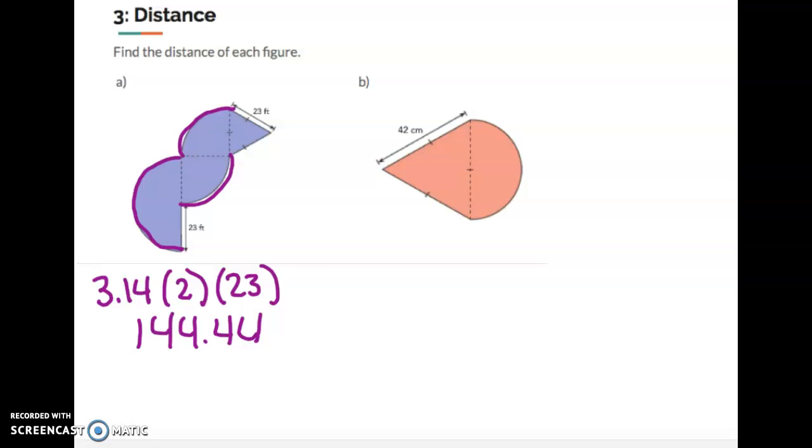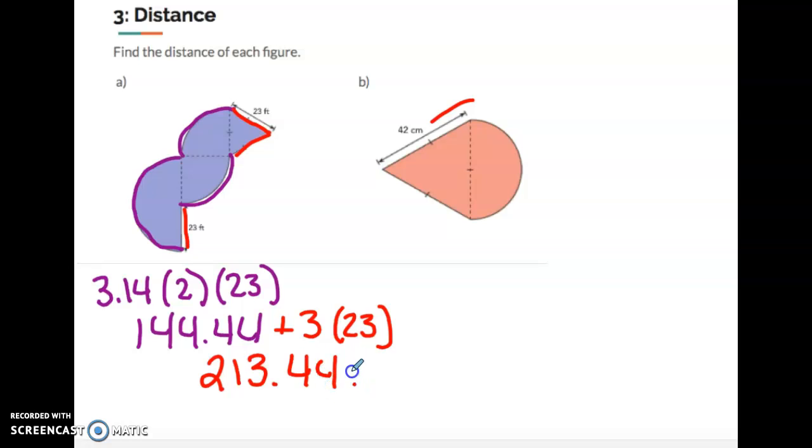Change color just so you can see it a little better. Here I have one straight edge. Here I have one straight edge. Here I have one straight edge. So I have to add in 3 times 23. Remember, the straight edges, you're only adding in the exposed edges. So it's the edges on the outside of the shape. So 144.44 plus 3 times 23 is 213.44 feet. Okay, let's get rid of this here.